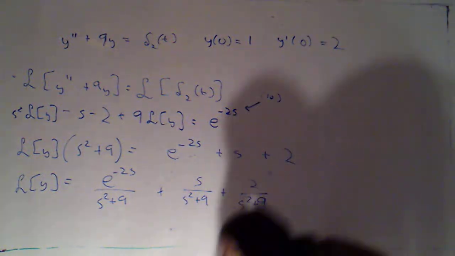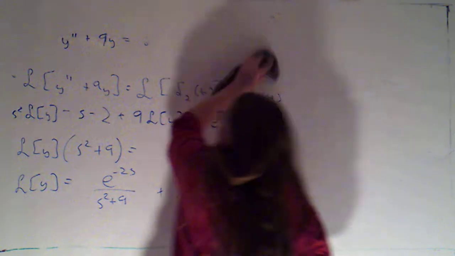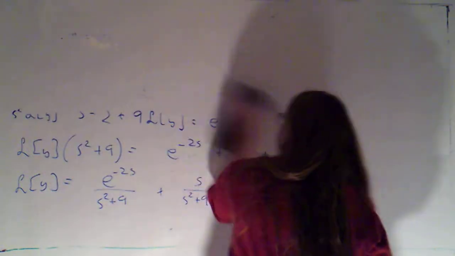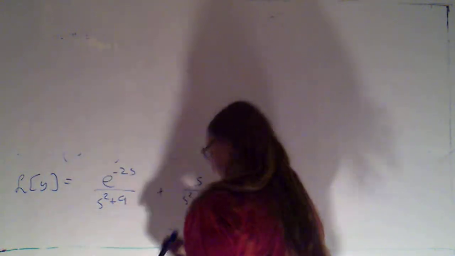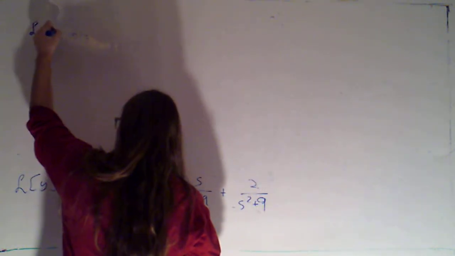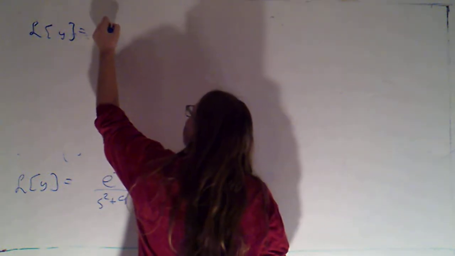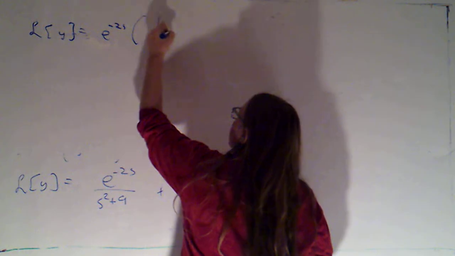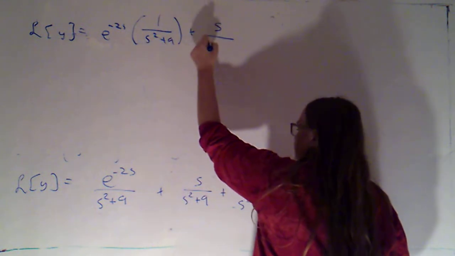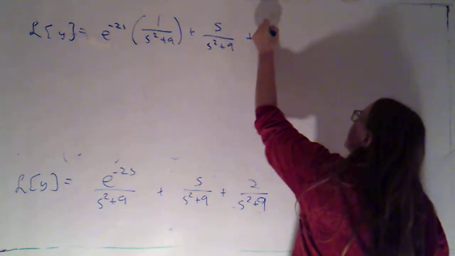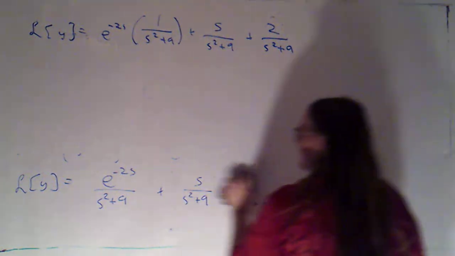All right, I'm going to just recopy that at the top of the board, and then we'll spend a little bit of time doing some algebra to try to make it an exact match to some of our formulas so that we can apply the inverse Laplace transform. So as I copy that, I'm just going to write that e to the negative 2s off to the side, and it's times 1 over s squared plus 9, plus s over s squared plus 9, plus 2 over s squared plus 9.